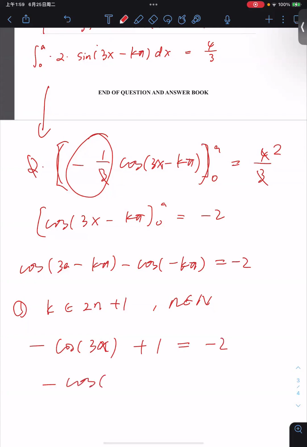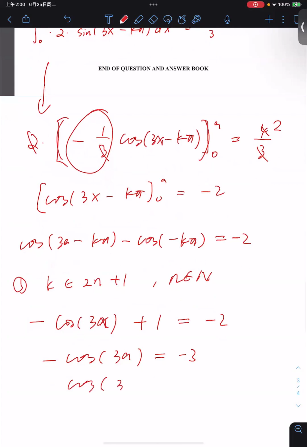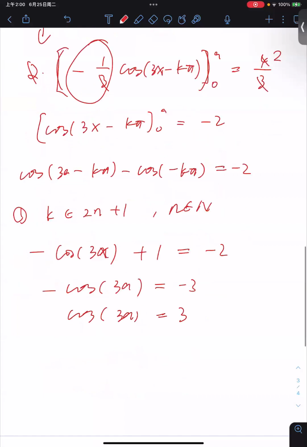Now you're going to have cosine 3a is equal to negative 3. Cosine 3a is equal to 3. Is it possible? No, the cosine value should always be within negative 1 to 1. So it is negative with the natures. We discard. All right, we discard the odd number.